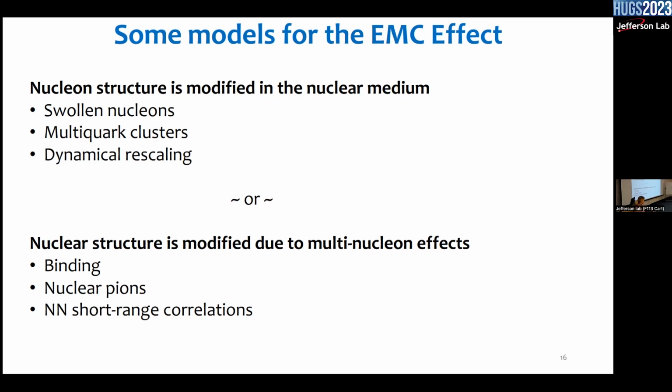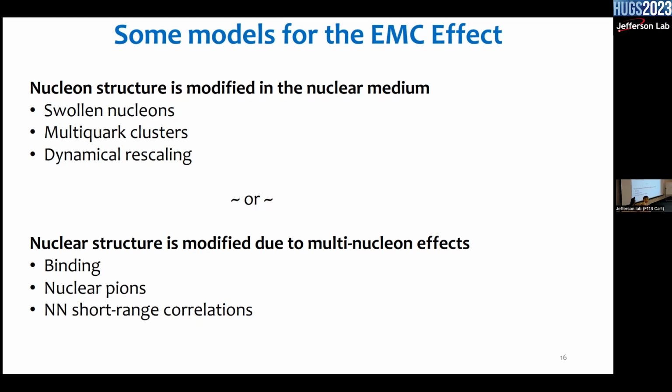There's also dynamical rescaling, which is an interesting thought. It says, for example, that the nucleus of iron looks like deuterium at a much, much higher Q squared because you're seeing more of the constituents inside. Then there's a whole avenue of analysis that you can do there, using a rescaling variable to try to understand that.